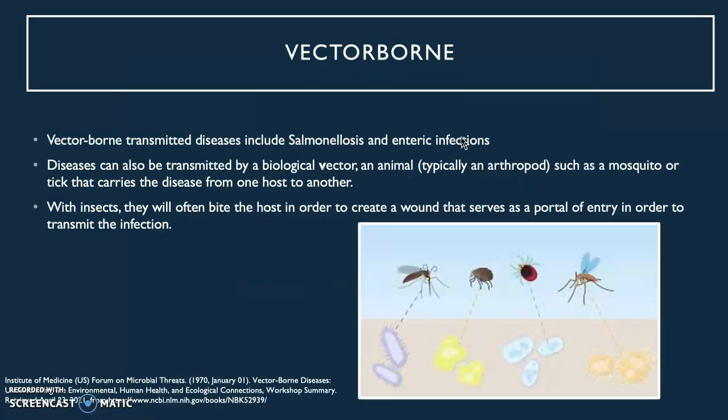Vectorborne. Vectorborne diseases are usually diseases that result from infections transmitted to humans and animals by a blood-feeding insect such as a mosquito, a tick, or a flea. Most of these vectors often transmit the pathogen by biting the host or the patient, creating a wound that serves as a portal of entry.